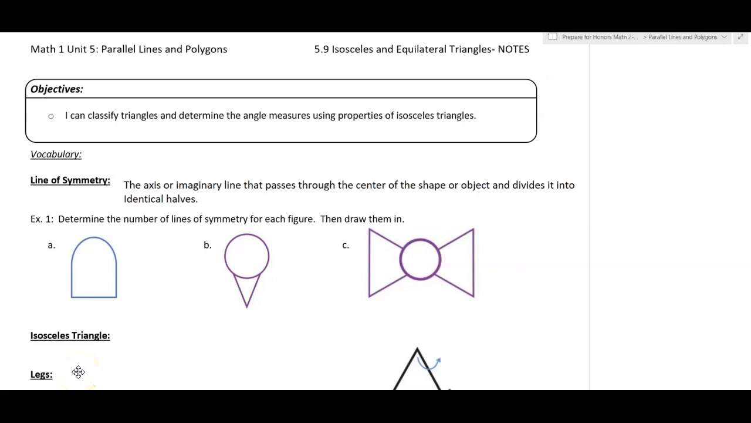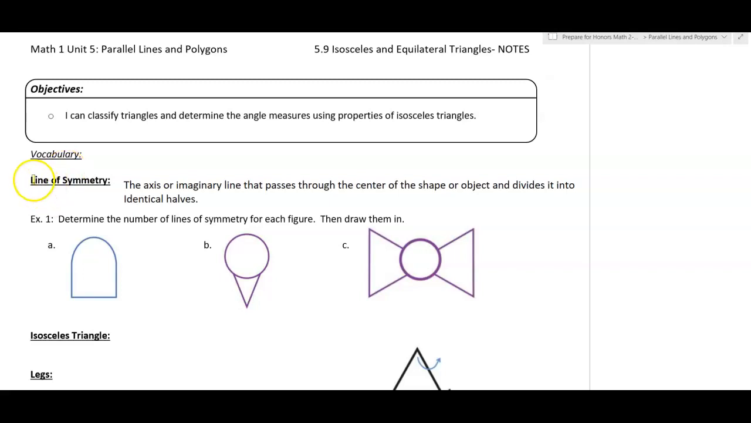Everyone. This lesson extends the idea from the last section on interior angle sum of a triangle. And now we move on to this idea of isosceles and equilateral triangles. Now, before we start talking about isosceles and equilateral triangles, first thing we're going to do is talk about this idea of line of symmetry.